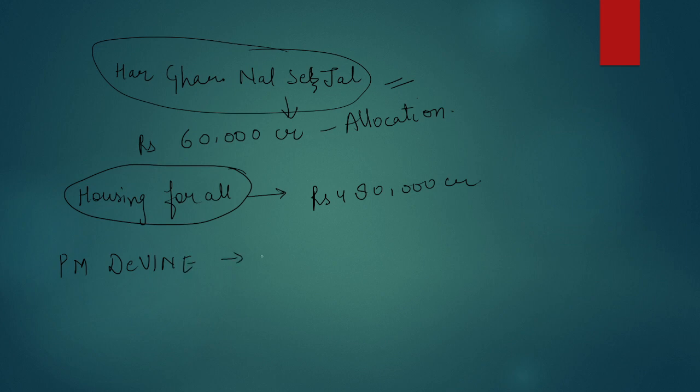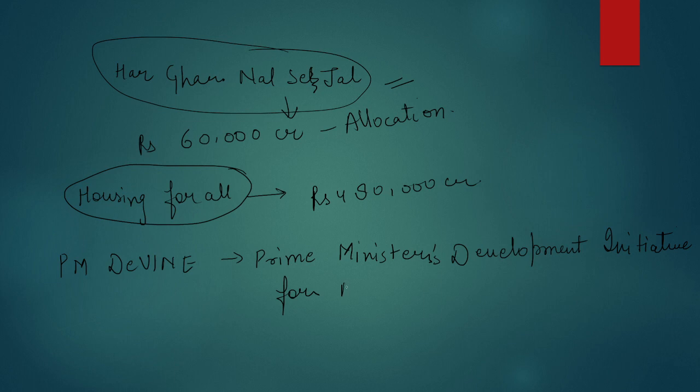All right, if I talk about that, what is its full form? So it is Prime Minister's Development Initiative for Northeast region. All right, and if I talk about that, how much allocation is given under this PM DevINE scheme?